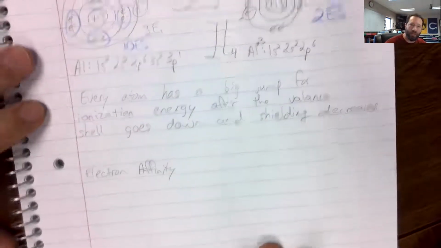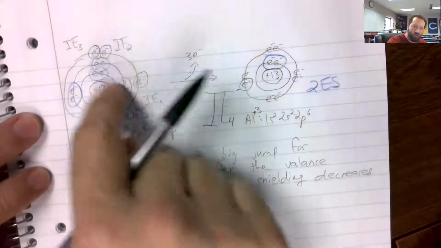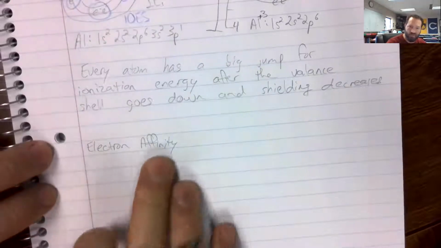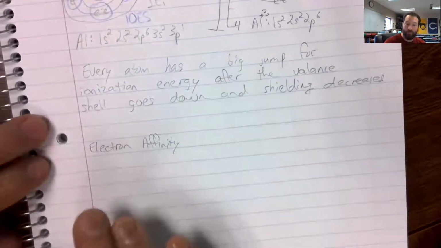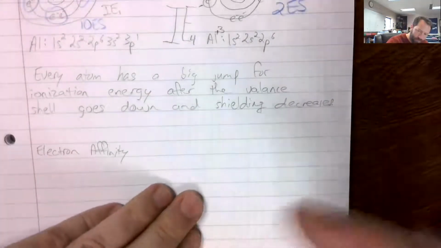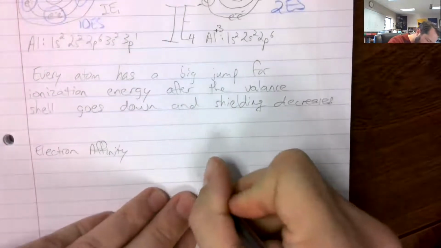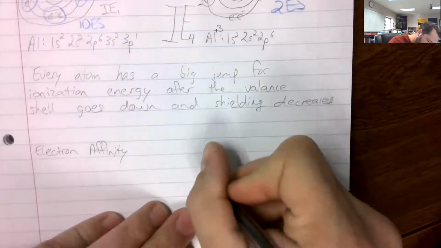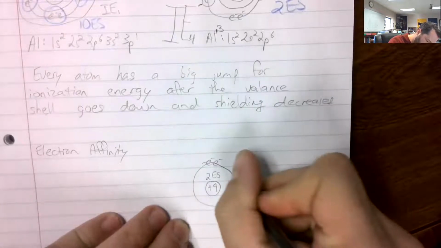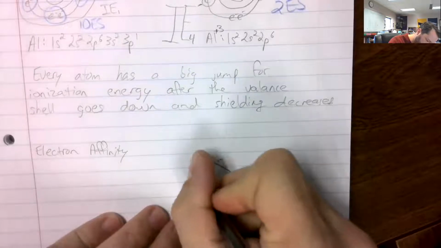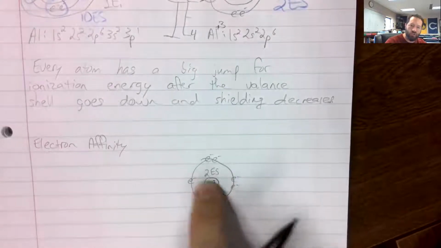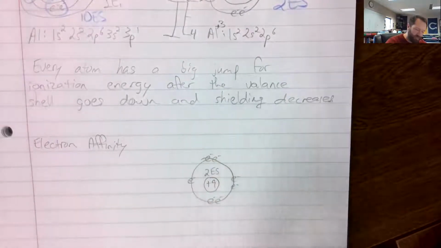So there's 2 ways to make an ion. You can either remove electrons like we're doing here, that's ionization energy, or you can add electrons. And then you have the measure of how bad an atom wants to add an electron, electron affinity. All right, so I'm going to cheat just a little bit. Let's take a look at fluorine. So here's fluorine, 2 electrons shielding the nucleus, 7 valence electrons.